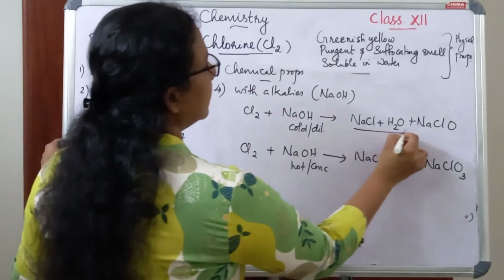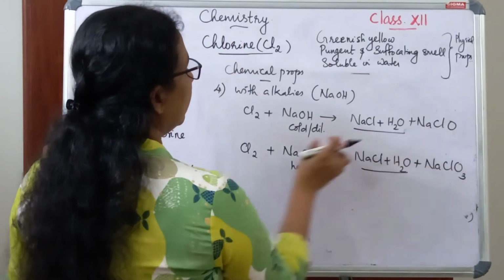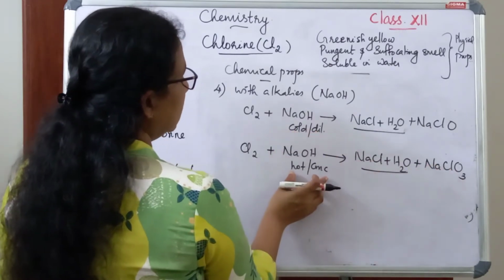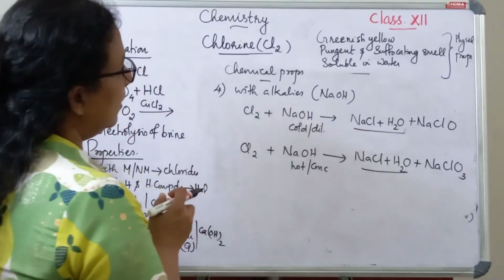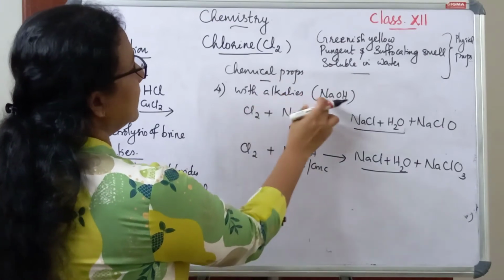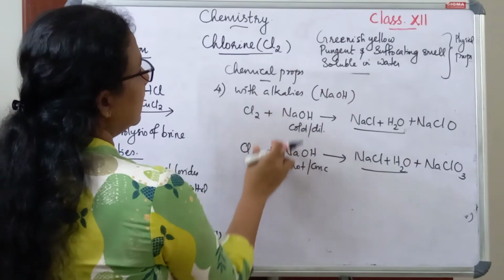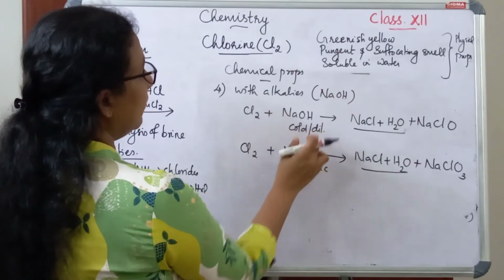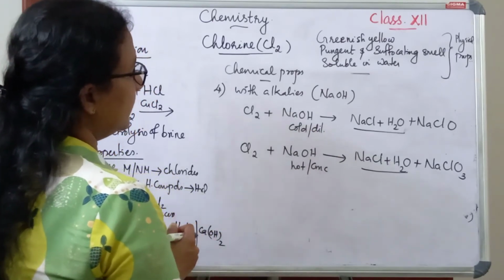NaCl and H2O are common products in this case, and NaClO is produced when cold and dilute NaOH is used, and NaClO3 is produced when hot and concentrated NaOH is used. So these two equations are very important with alkalis. NaOH is an example of an alkali. Two sets of reactions can be seen here: one is with cold and dilute NaOH, and the second one is with hot and concentrated NaOH.